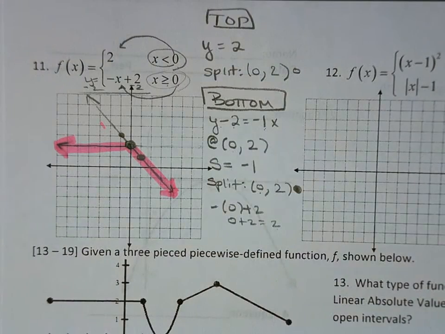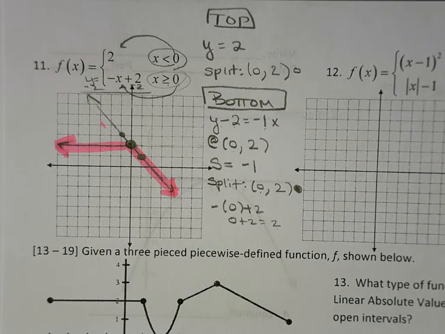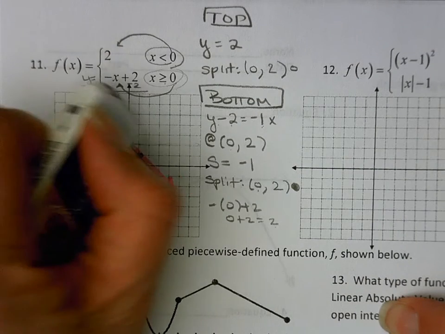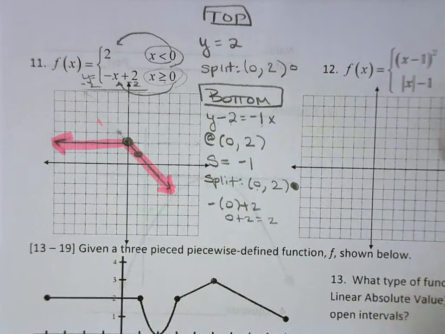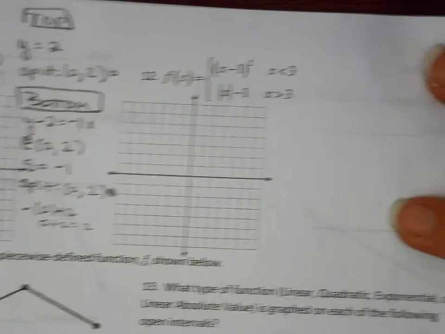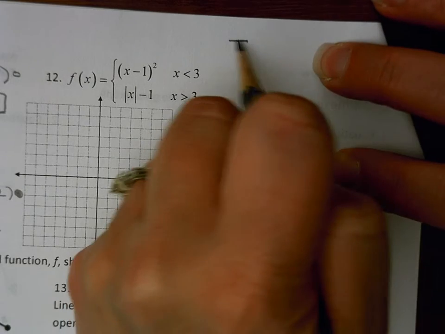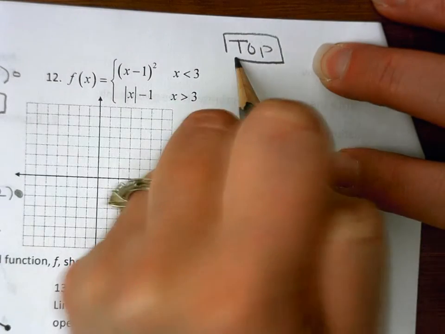Okay. And then the piece of the graph I don't need is this over here. Okay, so there's the graph for number 11. Okay, so let's go ahead and take a look at question number 12. So I'm going to do this in the same fashion. I'm going to take a look at the top equation separate from the bottom.